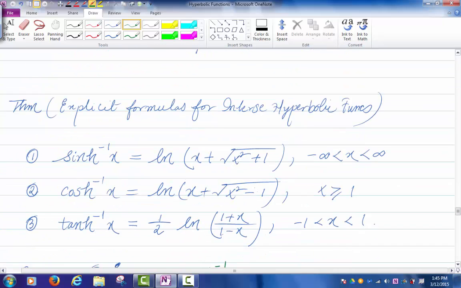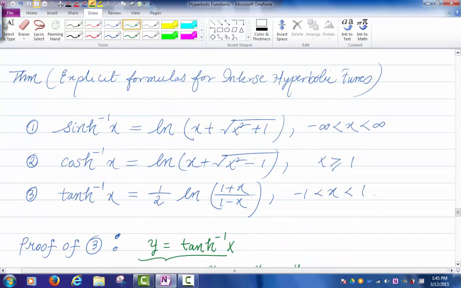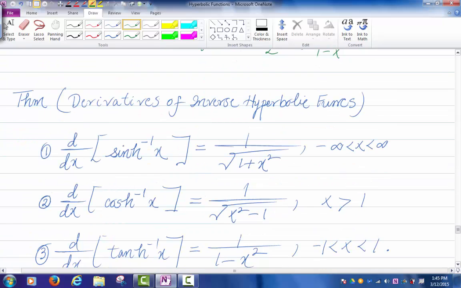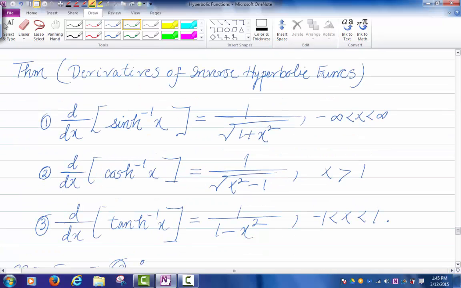Alright, now once I have these 3 explicit formulas for these inverse hyperbolic functions, the next thing I want to do is look at the derivatives of these inverse hyperbolic functions, and here are the derivative formulas. For the inverse sine, the derivative is 1 over root of 1 plus x squared. The second one is 1 over root of x squared minus 1, and the third one is 1 over 1 minus x squared.